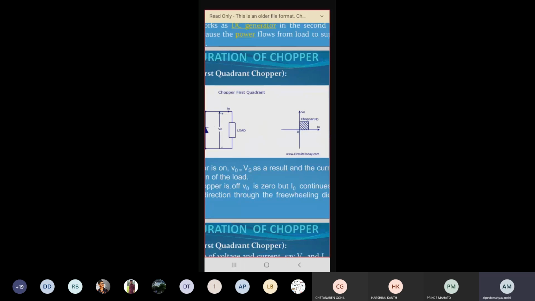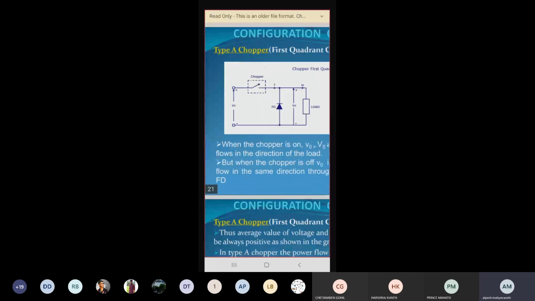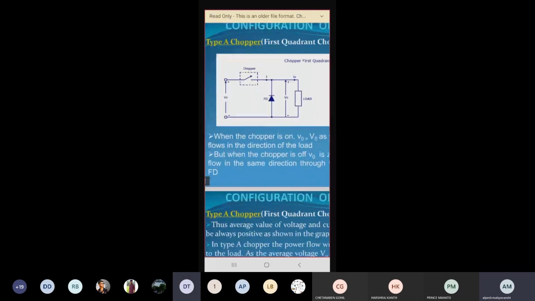Okay, this is the configuration diagram of this chopper. So chopper operates in first quadrant. Okay, now in this circuit, when the chopper is on, when we are making the chopper on, at that time the source is connected to the load because the circuit becomes closed. So when this chopper is on, at that time this source is connected to the load. That means we can say that the output voltage is equal to the source voltage.